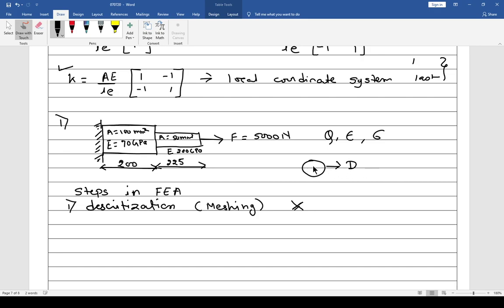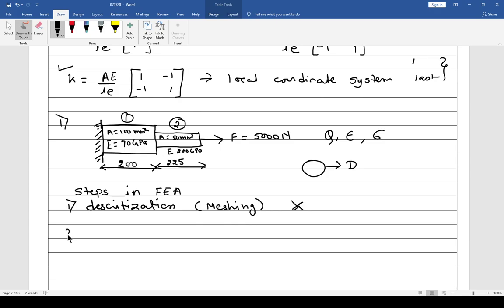It is always circular, 1D spar. So the area is always circular, it is directly given, length is given. So meshing is not required, it is already meshed. So this is element 1, this is element 2. So the discretization phase is absent.